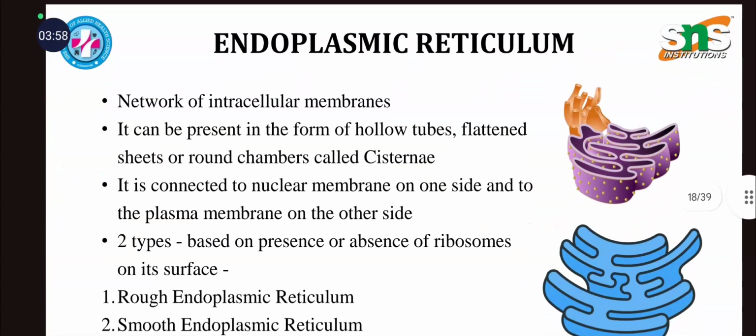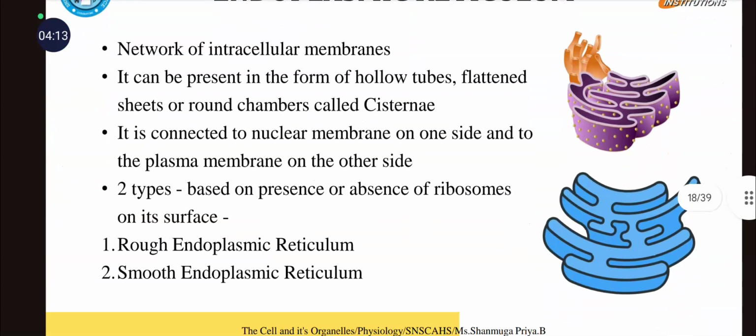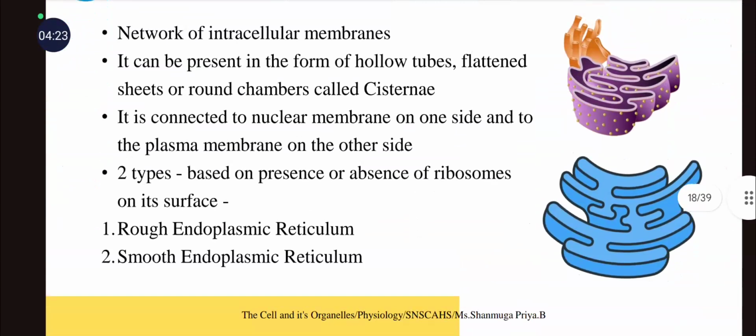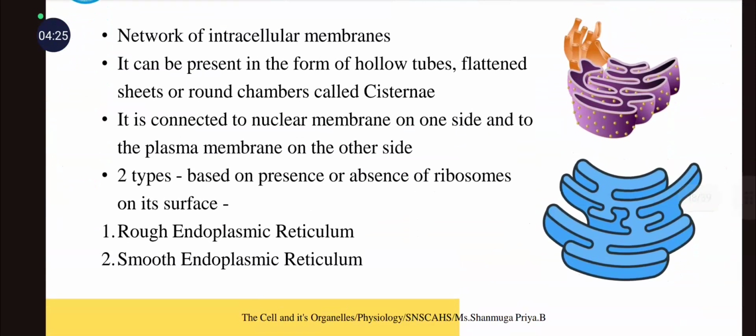The first organelle we are going to see is endoplasmic reticulum. It is a network of intracellular membrane. It can be present in the form of hollow tubes, flattened sheets, or round chambers called cisternae. It is connected to the nuclear membrane on one side and to the plasma membrane on the other side. There are two types based on the presence and absence of ribosomes on its surface. The first one is rough endoplasmic reticulum and the second one is smooth endoplasmic reticulum.